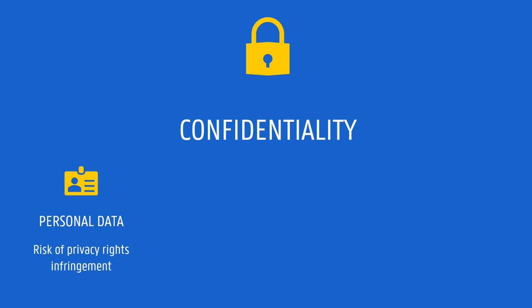There are three common reasons why research data can be confidential. First, personal data. In other words, data that relates to an identified or identifiable living person. The risk involved here is infringement of privacy rights.